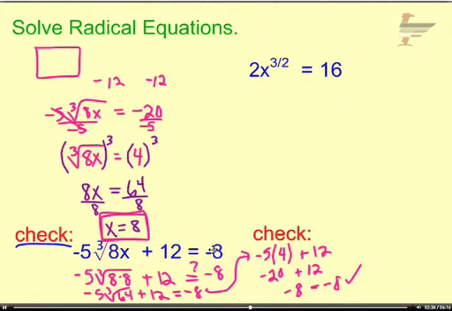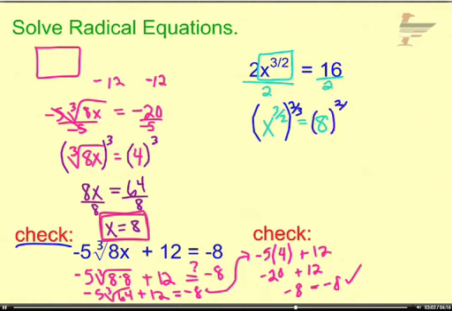Find the radical or the rational exponent, and we need to get that by itself. So in this case, it is the x to the 3/2. The 2 has to go to the other side, so we will divide both sides by 2. We have x to the 3/2 equals 8. And now one nice quick way to get rid of this exponent on this side is to raise it to its reciprocal. So instead of the 3/2, we're going to raise it to the 2/3. Raise the other side to the 2/3.